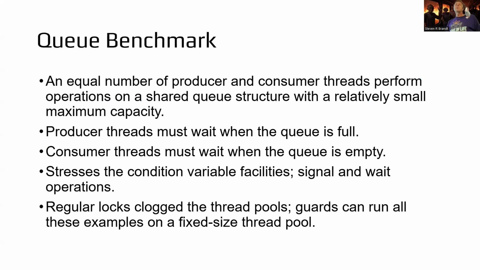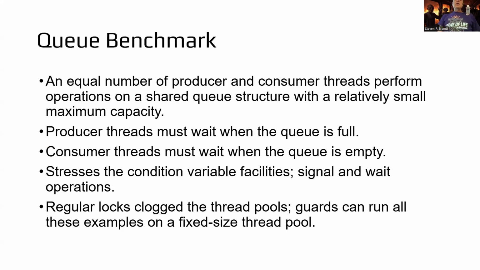Then we have a queue benchmark. So we have an equal number of producer and consumer threads that work on a shared queue structure with a relatively small maximum capacity. So you got one queue and you got a bunch of producers and a bunch of consumers, and there's a capacity so that if it gets full, it has to block. Well, not block, but it has to not take new things in, right? So this stresses things in a different way.